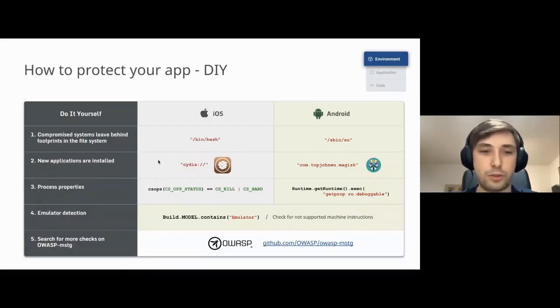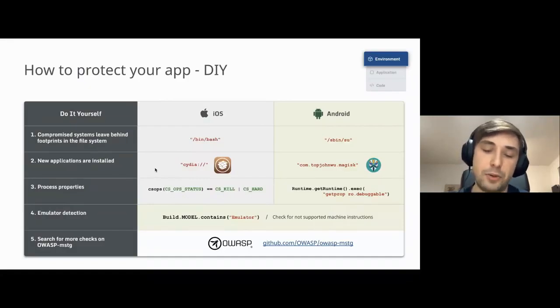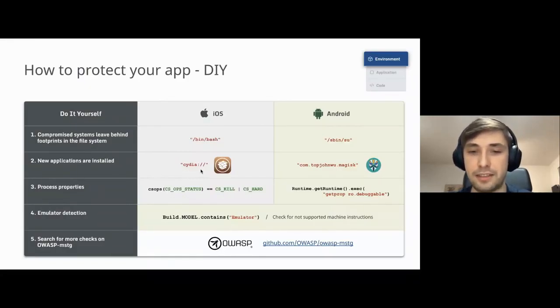Then we should also check if some new applications are installed. For example, on iOS, we can find Cydia quite often on a jailbroken device. And Cydia registers a URL inside the system, which is exactly that URL, and we can just check if that URL is registered. And on Android, it looks a bit different. We can just ask the package manager to list all of the applications installed and check if Magisk is in there. And Magisk is a quite popular app that we can find on rooted devices.